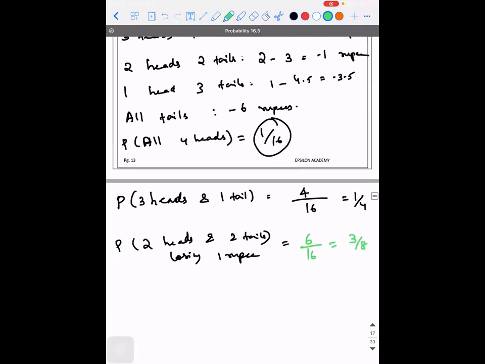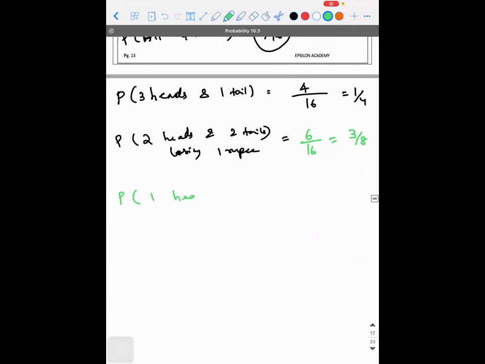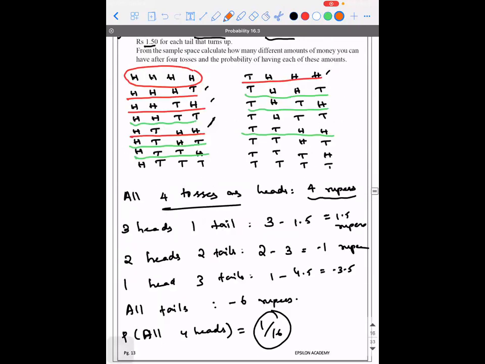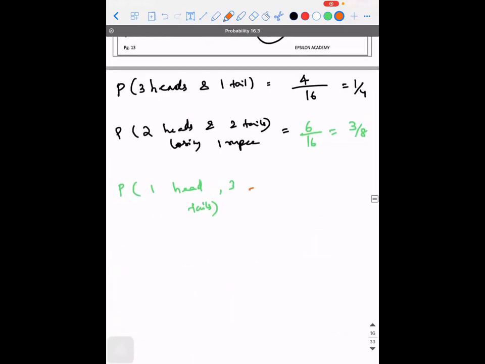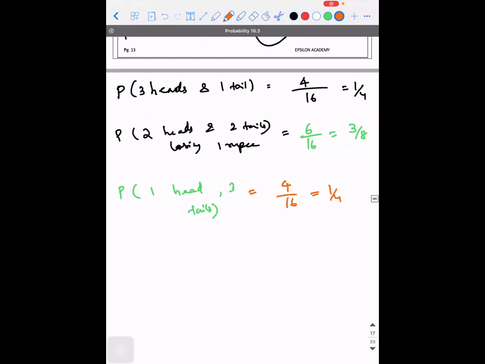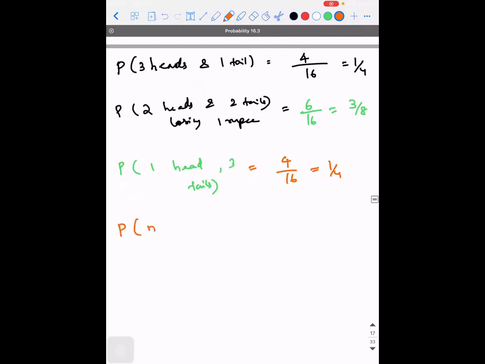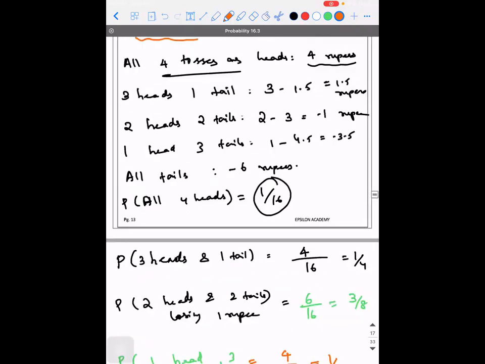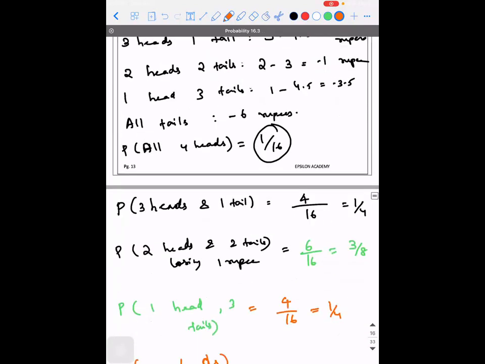What is the probability of getting 1 head and 3 tails? I'll use another color. 1 head, 3 tails: 1, 2, 3, 4. So it will be 4 divided by 16, which is 1 by 4. The probability of getting no heads means all are tails. That is a loss of 6 rupees. When will this happen? 1 out of 16 times.